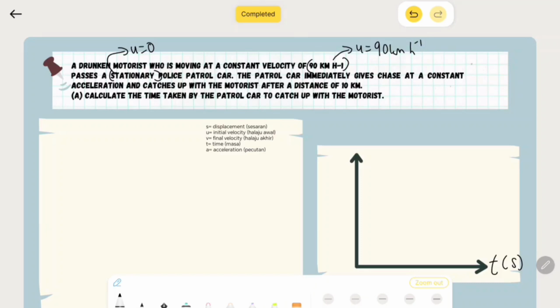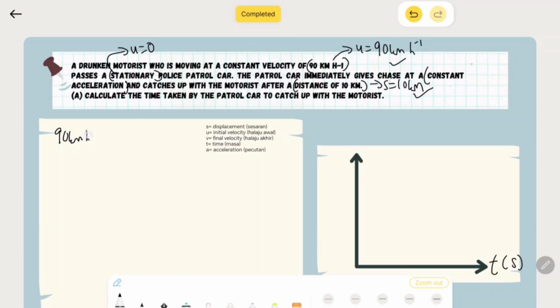So here is extra information about the police patrol car, which is the constant acceleration, and also the distance, where s equals 10 km. Before solving this type of question, we need to change all these figures, 90 km per hour and 10 km, to SI units. So let's change the units first.